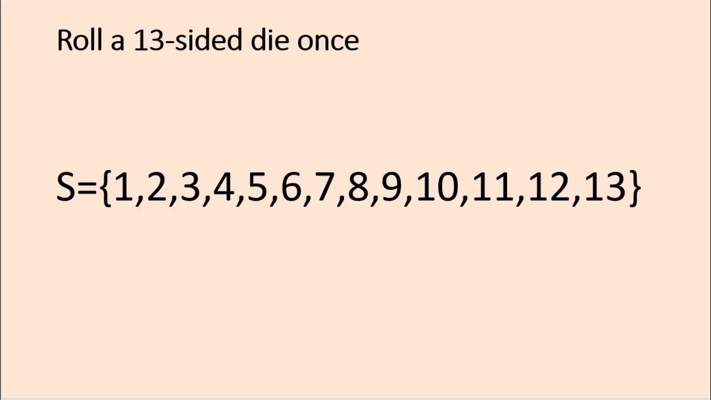For the first one, we're going to roll a 13-sided die one time. Notice we're going to use the capital S to denote the sample space, equals, and then in between the curly brackets, we have all of the possible outcomes. Well, if we roll a 13-sided die one time, the possible outcomes are the numbers 1 through 13.